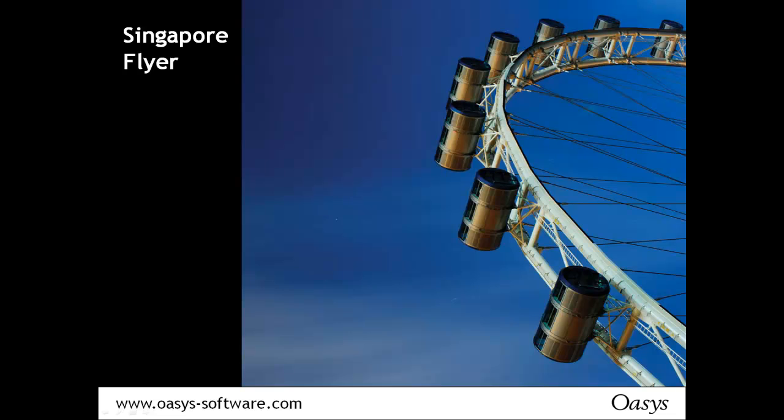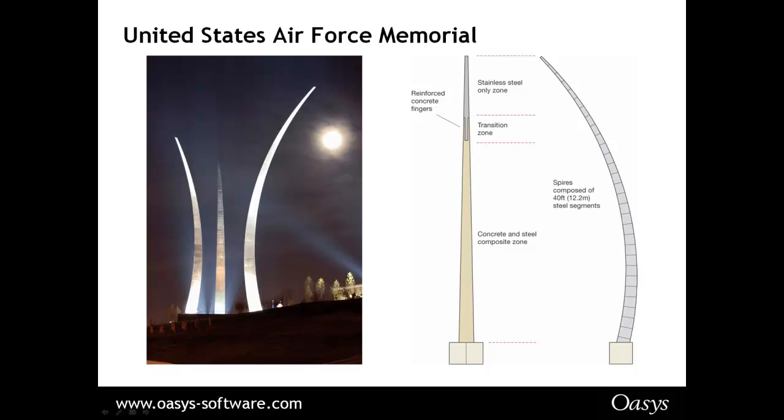Singapore Flyer, a Ferris wheel, obviously with the cables working in tension. Something slightly more unusual. This is more a sculpture over in Washington. The main focus on this is wind-induced vibration. But of course, being reinforced concrete, when it deflects, concrete cracks, the stiffness changes, and therefore the vibration changes. And so, quite a lot of iterative analysis required to solve this one.